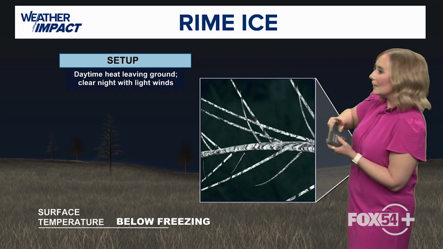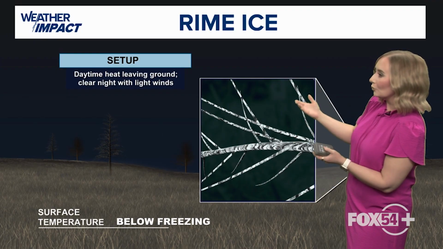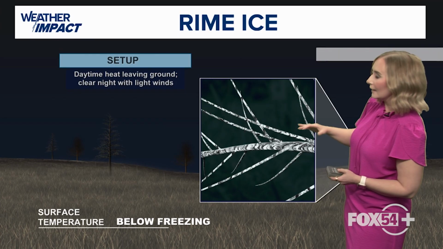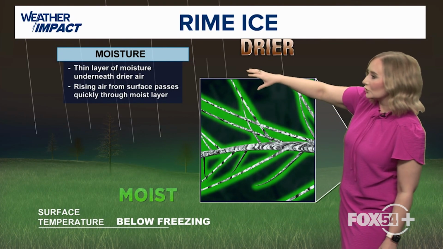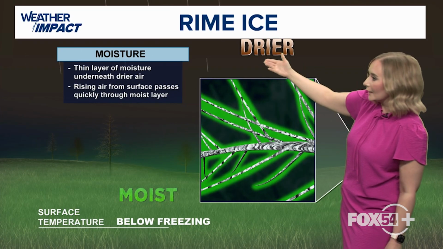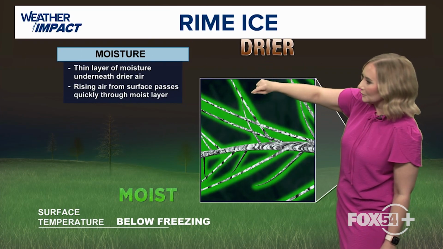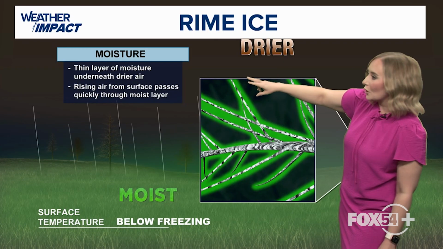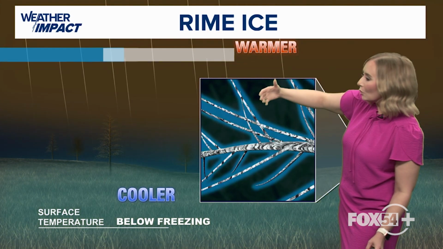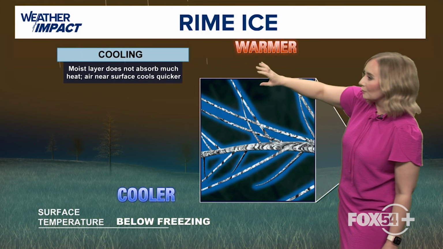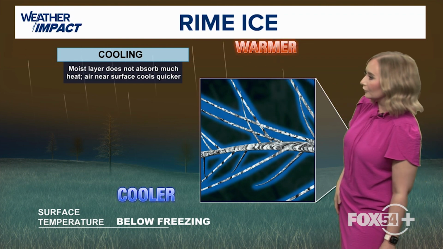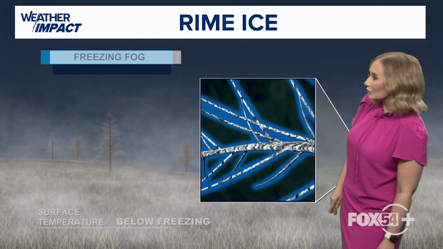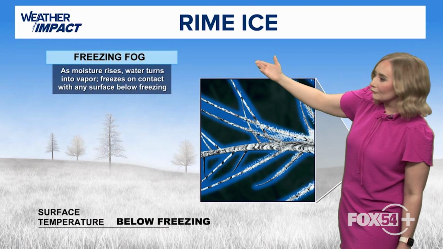We also have this thing that we call rime ice. This is when we have daytime heat that's leaving the ground. We also have to have a clear night with light winds. A thin layer of moisture is going to be underneath the drier air, and the rising air from the surface is then going to quickly pass through a moist layer of the atmosphere. The moist layer does not absorb much heat, so the air near the surface is going to cool much quicker. And then this is where we get freezing fog.